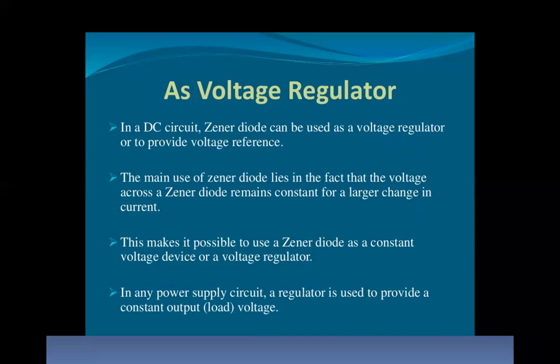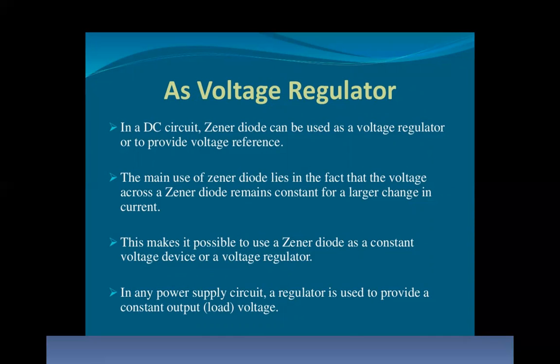So, see this, the construction. In a DC circuit, a Zener diode can be used as a voltage regulator or to provide a voltage reference. The main use of a Zener diode lies in the fact that the voltage across the Zener diode remains constant for a larger change in the current. This makes it possible to use the Zener diode as a constant voltage device, as a voltage regulator.